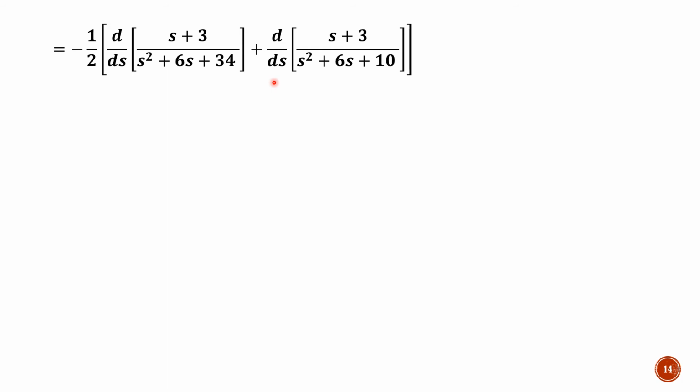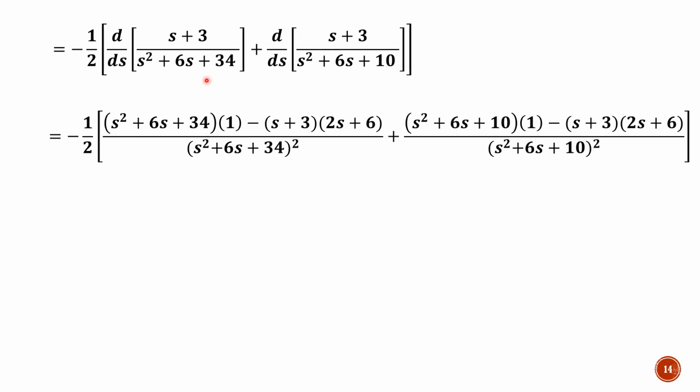Again u by v for both the terms. So v du, v is s square plus 6s plus 34, derivative of u is 1, minus u into derivative of v, which is 2s plus 6, upon denominator square. Plus again u by v here also: v into du, that is 1, minus u into dv, that is 2s plus 6, upon denominator square. Open the bracket and simplify.